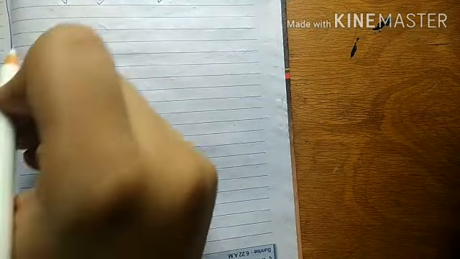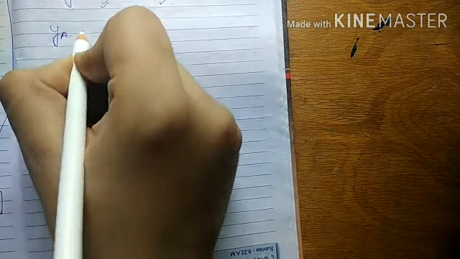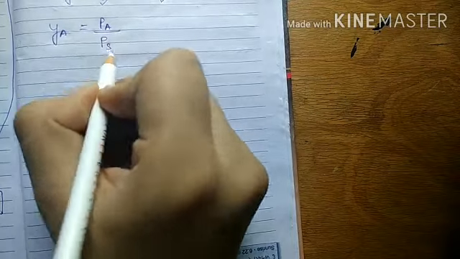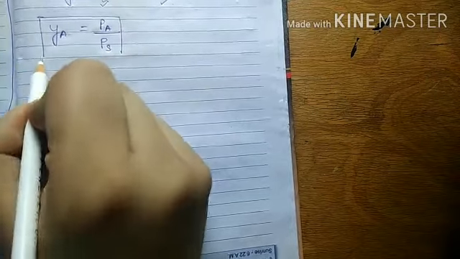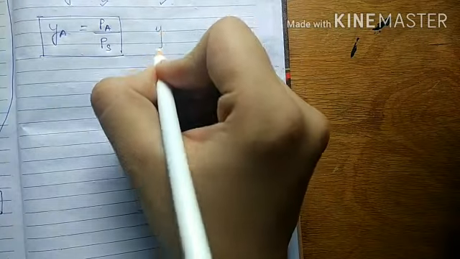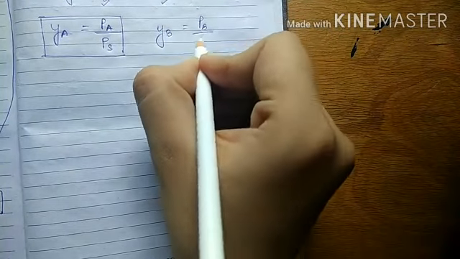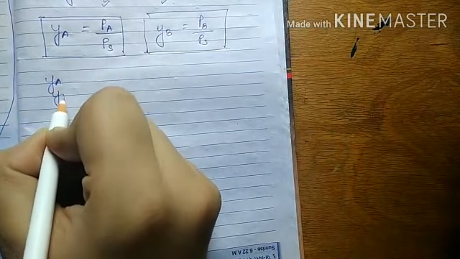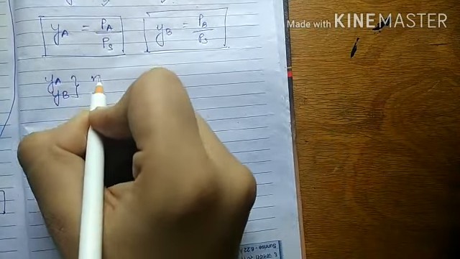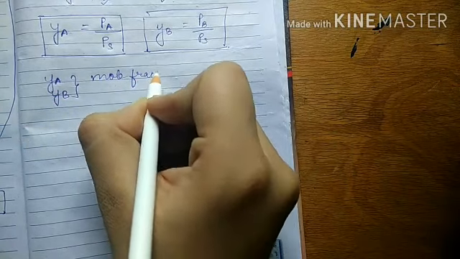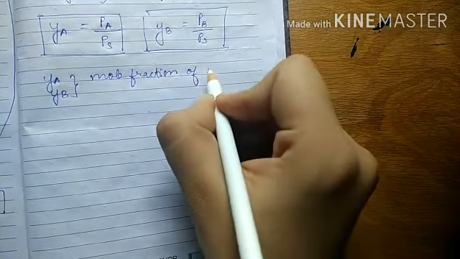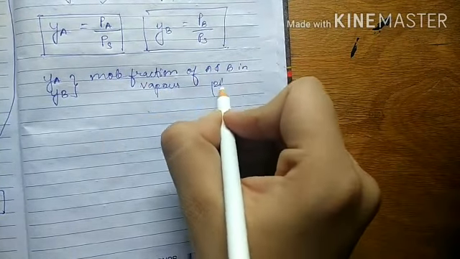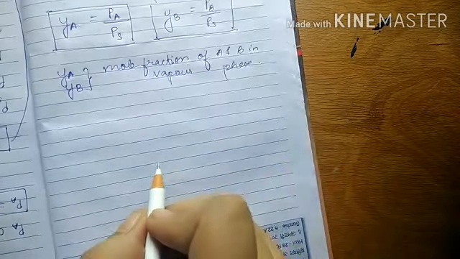We have to remember yet another formula, which is YA is equal to PA, that is vapor pressure of A in solution upon total vapor pressure of solution, that is PS. So YA is equal to PA upon PS. Similarly, YB is equal to PB upon PS. Now we have to know what YA and YB actually are. YA and YB are the mole fractions of A and B in vapor phase. This is another formula which will be used while solving questions.